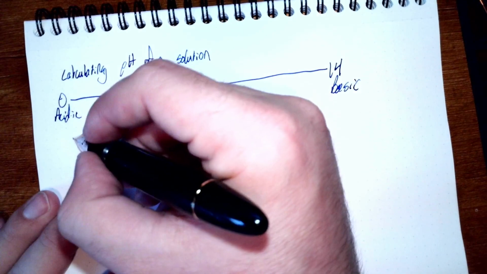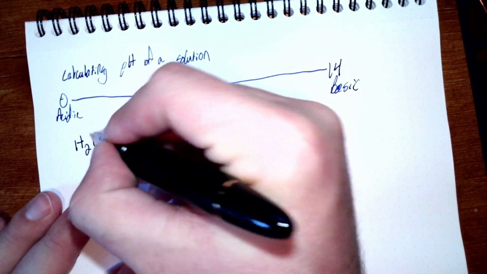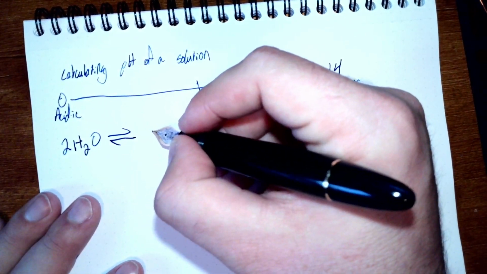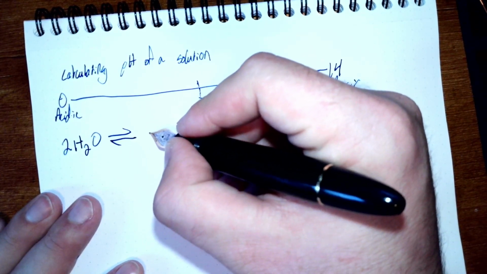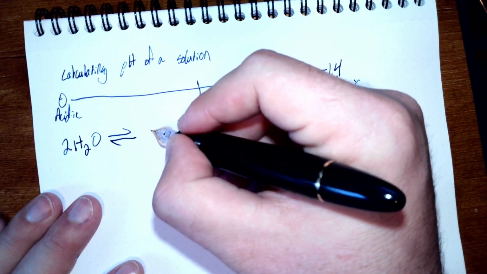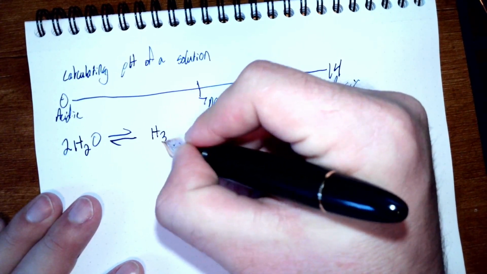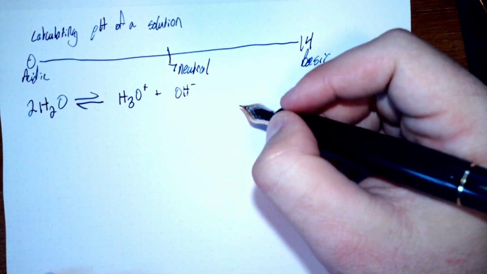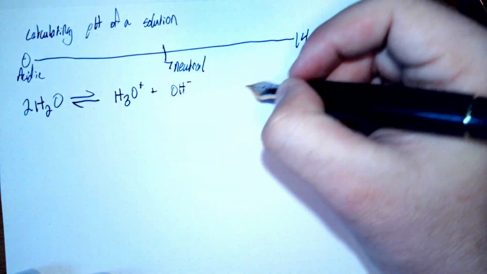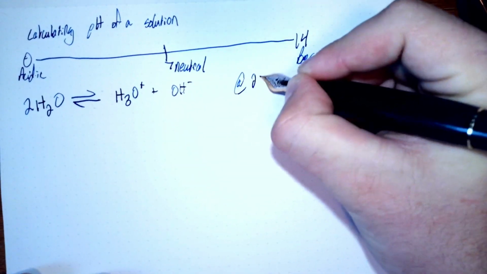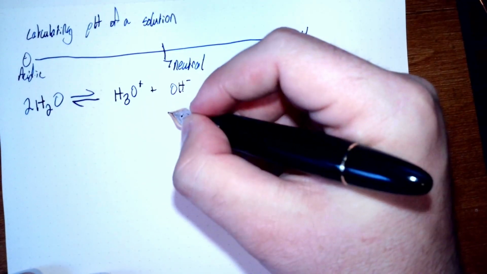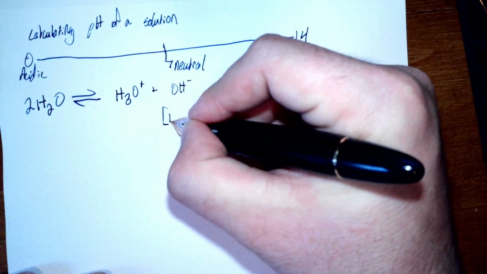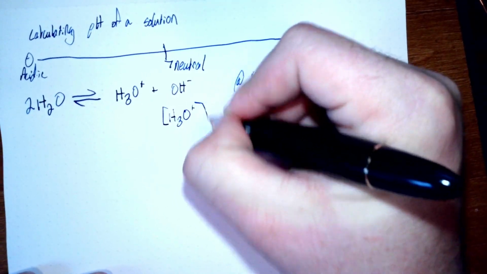Now, where do we get this value of 7 for neutral from? If you will recall, when we talk about water, water undergoes this process called autoionization, where a water molecule breaks apart and gives us H3O plus and OH minus. Now, this happens to a very, very small degree.